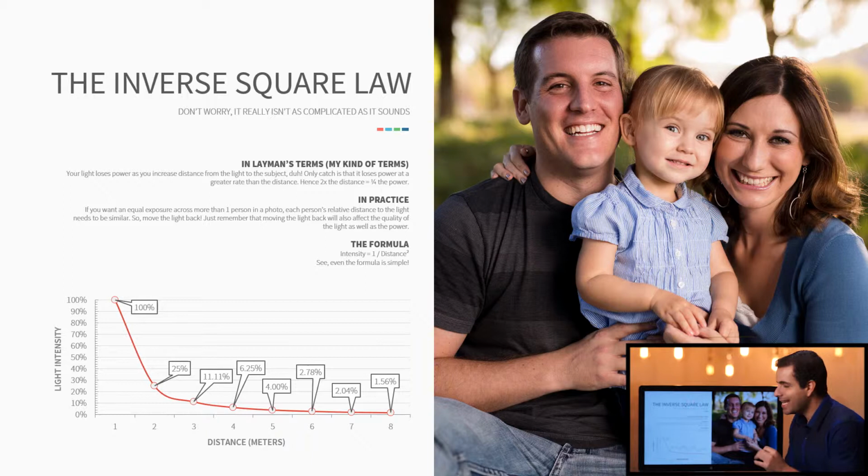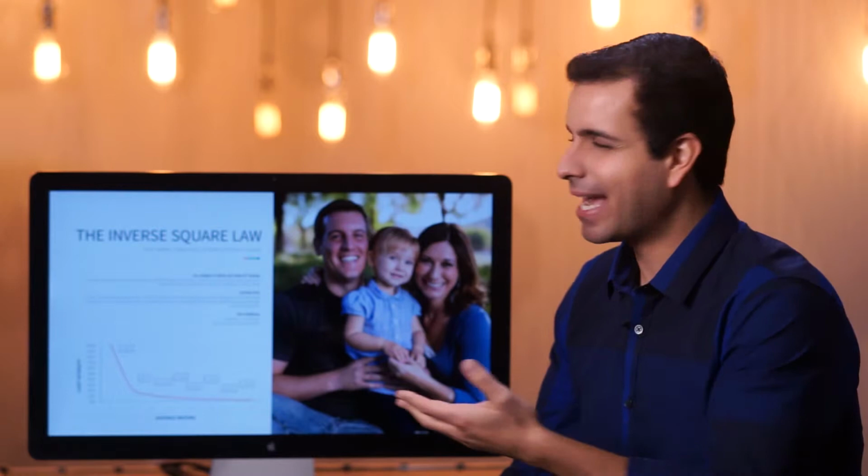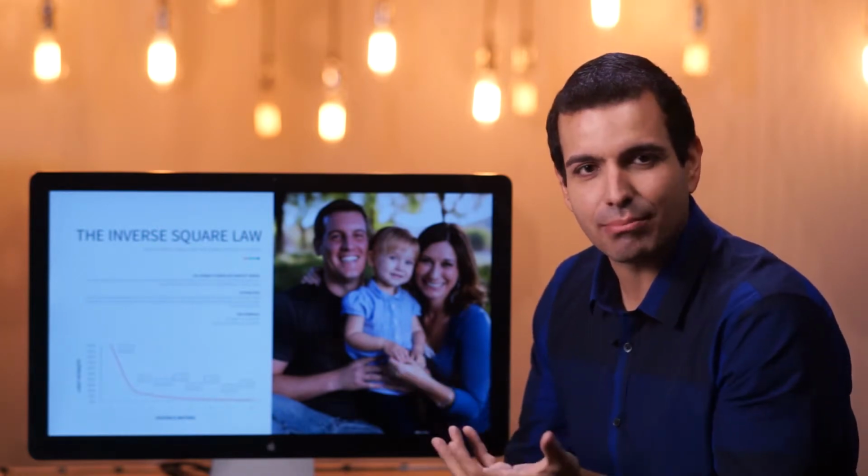Why is it called the inverse square law? I hate math. I absolutely hate math. So when people said, you've got to learn the inverse square law, I was like, no, I don't, man. I don't need to learn any math. But then when I actually learned it, I was like, oh, that's actually quite simple.